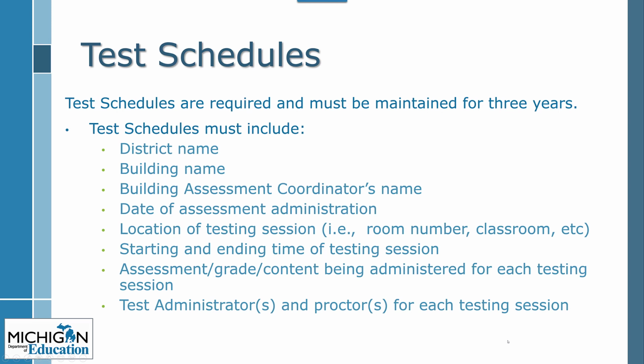There's a template available in the Assessment Integrity Guide, or the AIG, on the MSTEP webpage. Again, that's www.michigan.gov/MSTEP under the Current Assessment Administration section. You are not required to use the template. You can create your own, but you need to have this information on it.